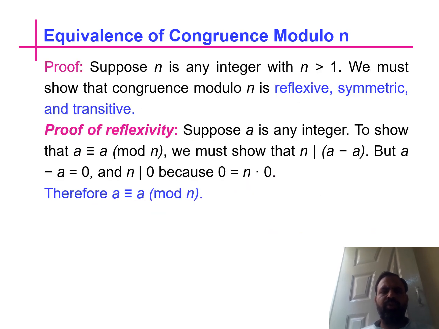We prove here, suppose n is any integer with n greater than 1. We must show that congruence modulo n is reflexive, symmetric, and transitive. The proof of reflexivity: we suppose a is an integer. To show that a is congruent to a mod n, we must show that n divides a minus a. But a minus a is equal to 0, and n divides 0 because 0 is equal to n times 0. Therefore, a is congruent to a mod n.